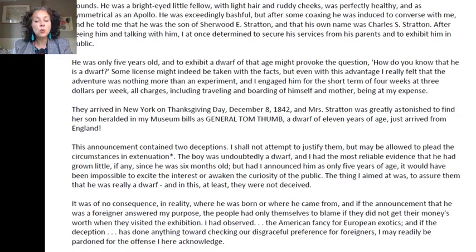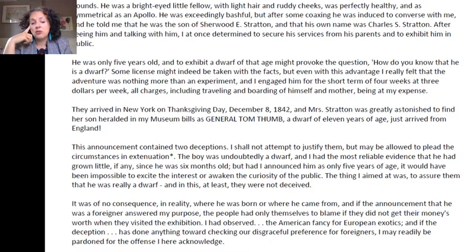"Okay, the boy was undoubtedly a dwarf, and I had the most reliable evidence that he had grown little, if any, since he was 6 months old. But had I announced him as only 5 years of age, it would have been impossible to excite the interest or awaken the curiosity of the public. The thing I aimed at was to assure them that he really was a dwarf, and in this at least they were not deceived." So he's saying, yeah, all right, so I lied about his age, but he was a dwarf, so that's fine, okay, that's fine.